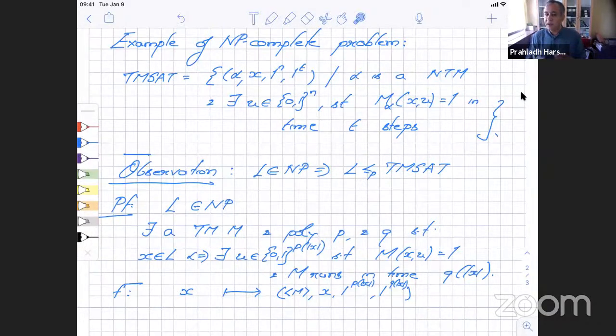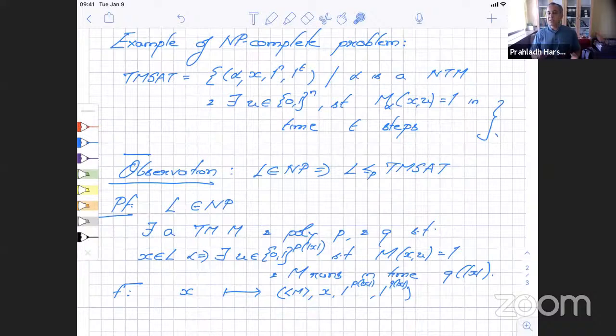So TM-SAT is a candidate for NP, and furthermore TM-SAT is NP hard. Is TM-SAT also in NP? Yes. Why is that in NP? Because of the universal Turing machine. It can simulate any Turing machine. Yeah, because of the existence of the universal Turing machine.